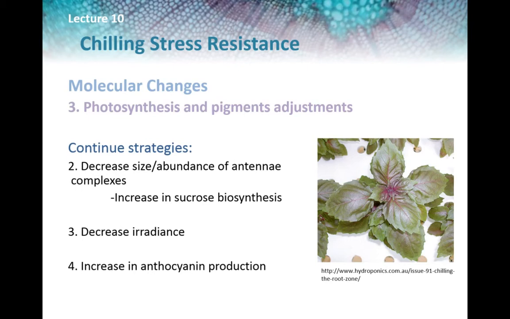Those pigments are produced through the phenylpropanoid pathway. Pigments help in decreasing chlorophyll excitation by trapping light. The photo shown here is an example of anthocyanin intensification after chilling in basil leaves.